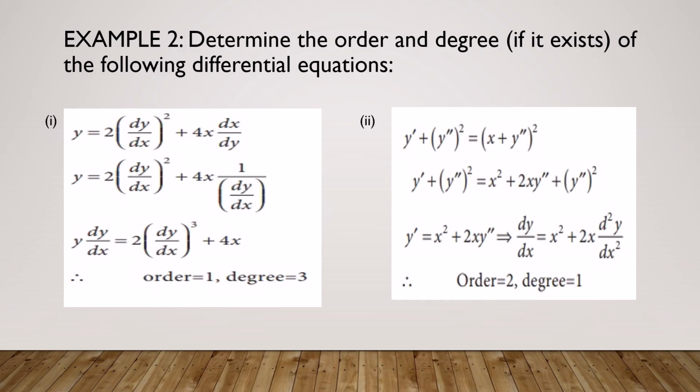Second example, similarly over here on the right hand side, x plus y double dash whole square is given. So first you need to open the bracket, open the square. After opening the square, when you simplify and try to obtain the order and degree, you will see that d square y by dx square, that means y double dash, is the highest order derivative. So order is 2 and the power of that highest order derivative is 1. So the degree is 1. So you need to simplify the given equation.